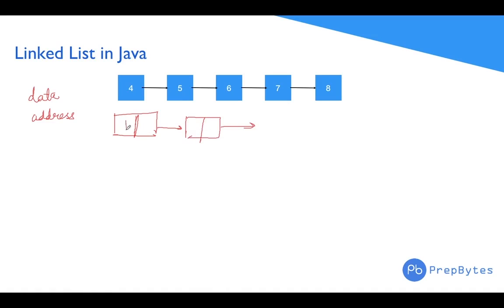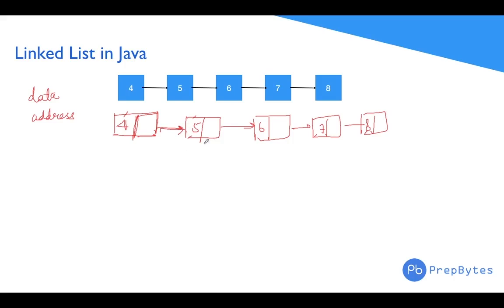So here we have 4, then the address of next, let's say it's 5, and then the address of next, with data as 6, 7, 8, and the last node will not have any address. Now this is the data, this is the address, but we know that in Java we don't have the concept of address. So how will I get to know where the next node is lying?